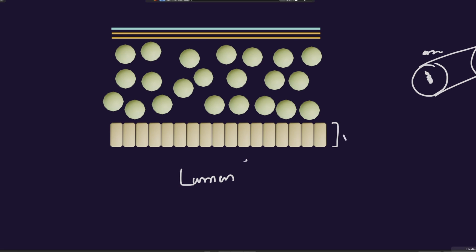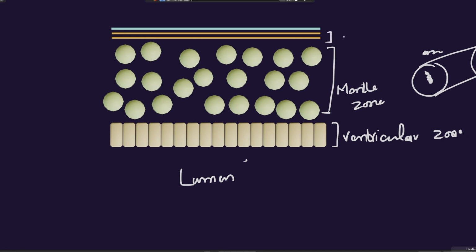Here this is the ventricular zone, which consists of these epithelial cells, and these are the ependymal cells. So with that reference, this is also called the ependymal zone. Then outer to it is the intermediate zone, or mantle zone. Then outside is the white matter layer, which is the marginal zone.